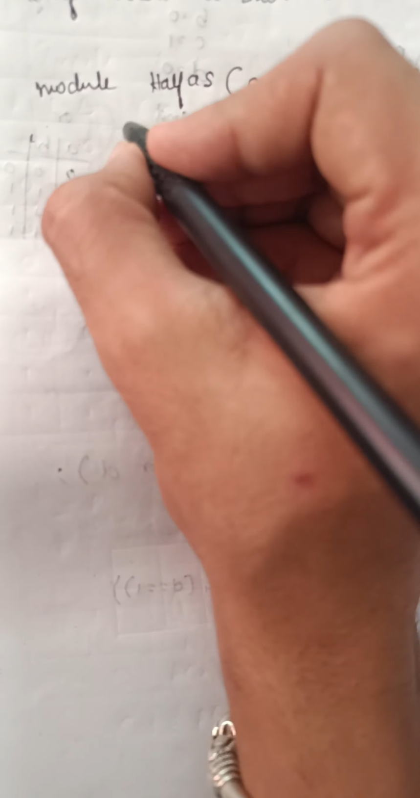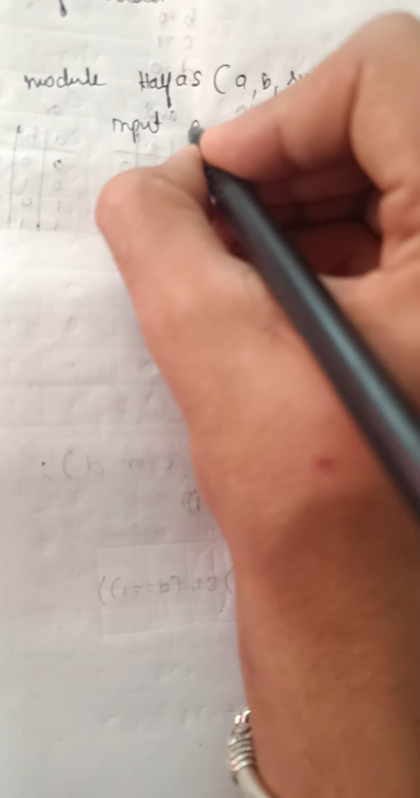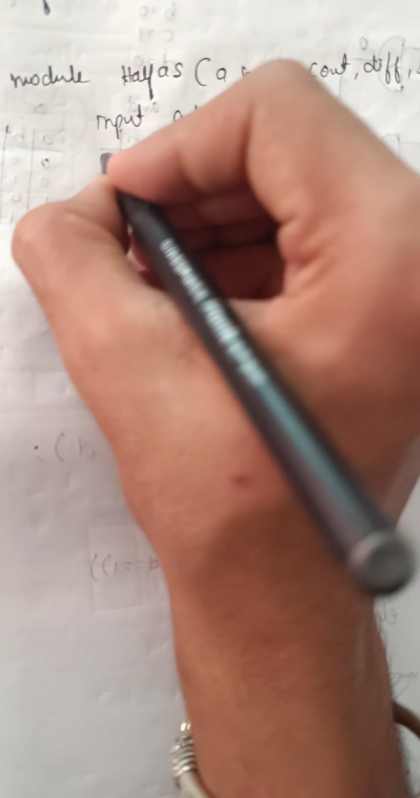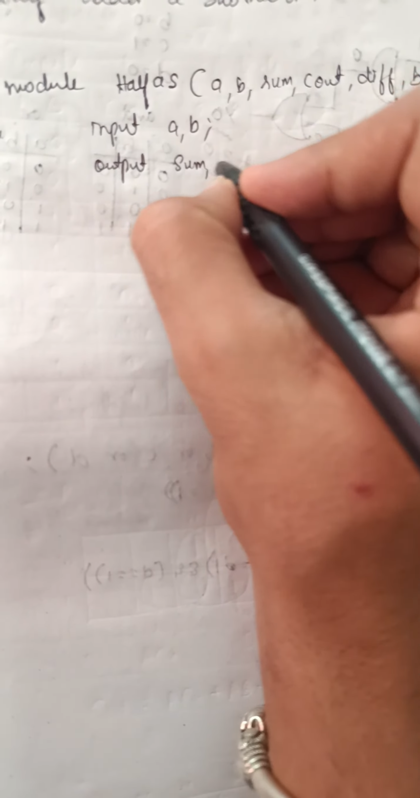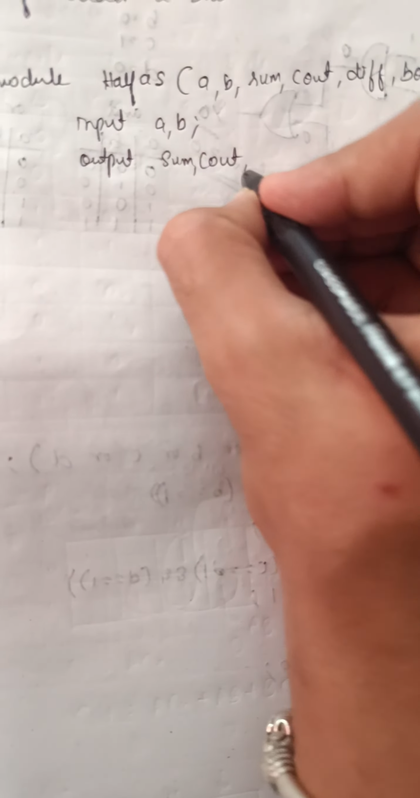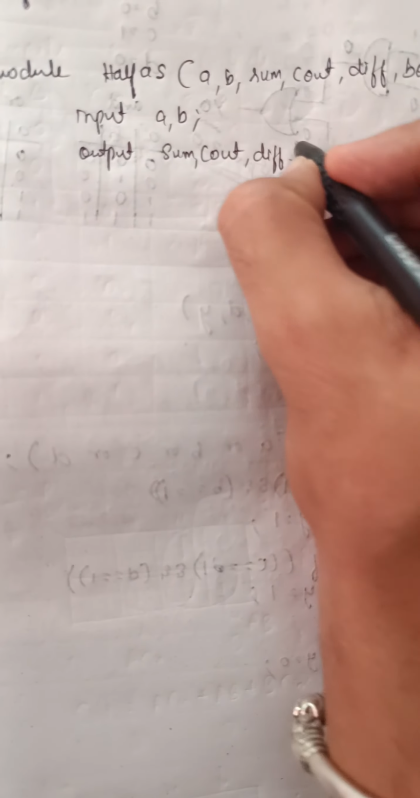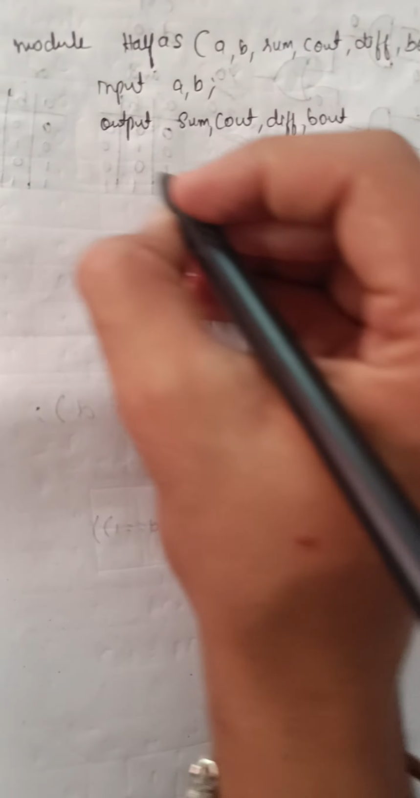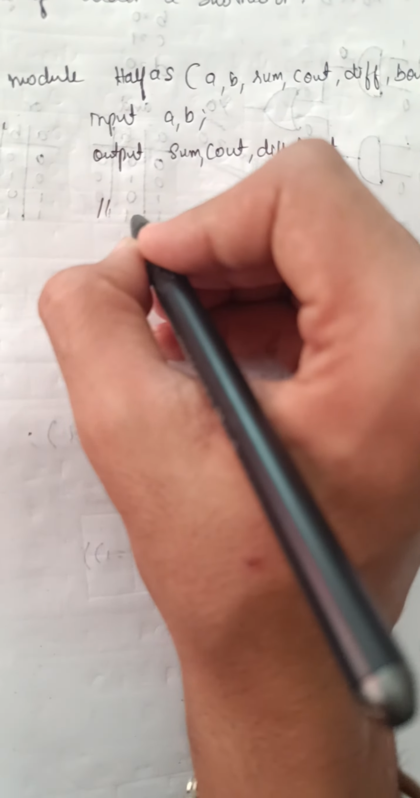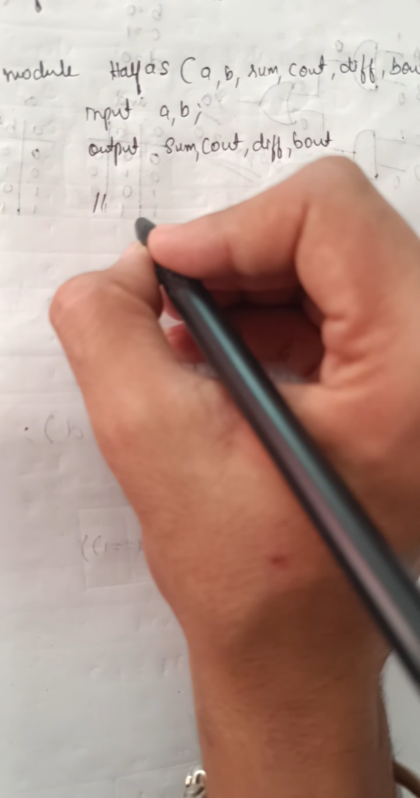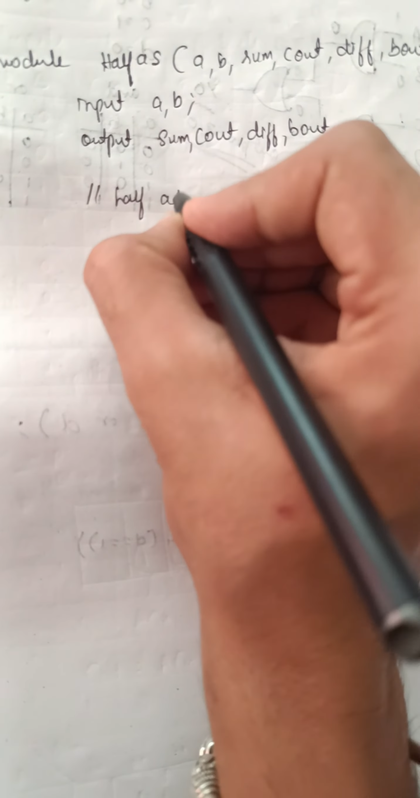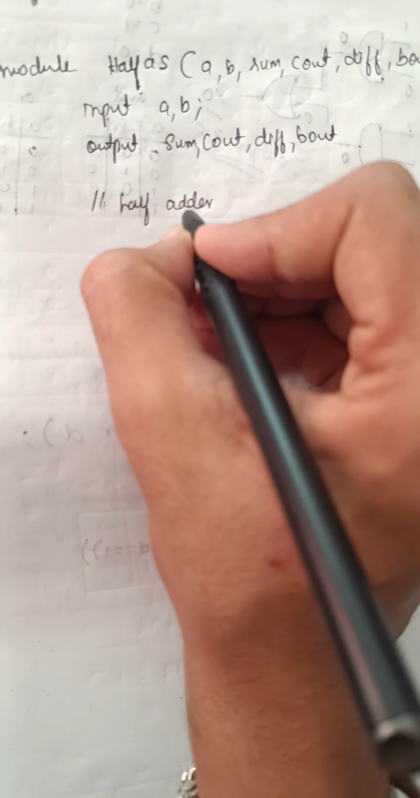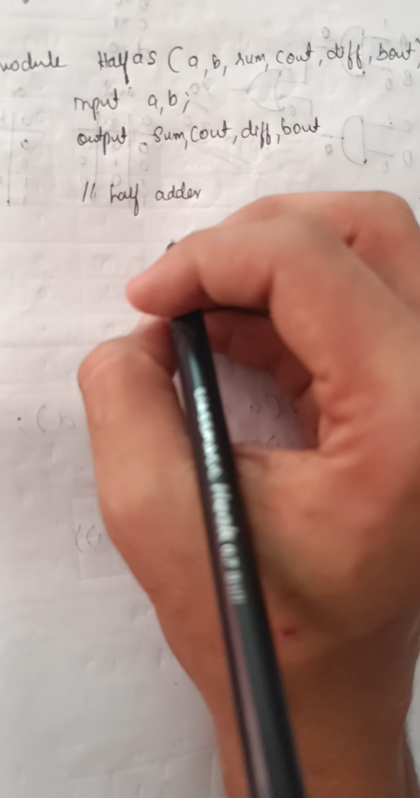Here, input a, b, output sum, carry out, difference and borrow out. First we will see the half adder. This is a comment, half adder; this comment will not be taken in the execution.